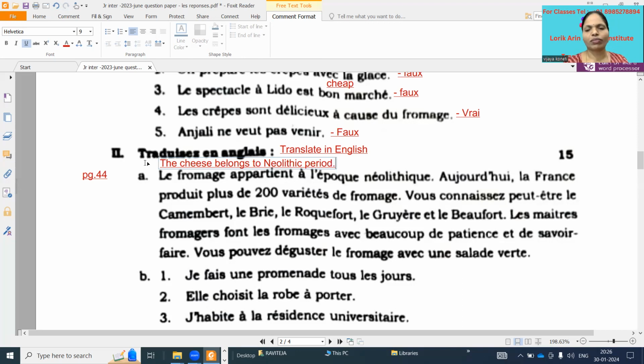And next one. Aujourd'hui, la France produit plus de 200 variétés de fromage. Today, France produces more than 200 varieties of cheese. Vous connaissez peut-être le Camembert, le Brie, le Roquefort, le Gruyère, le Beaufort.